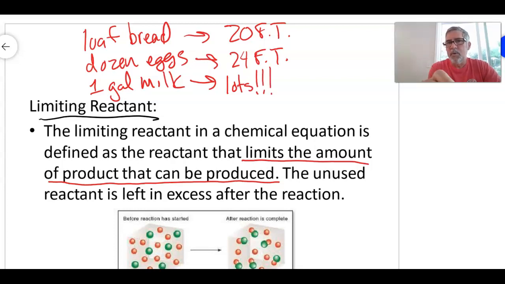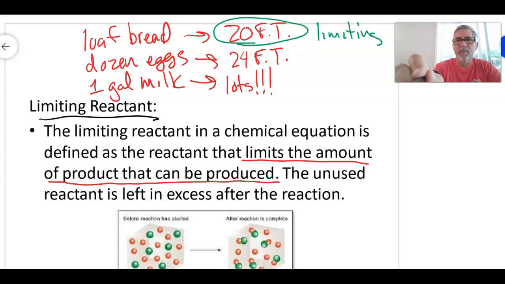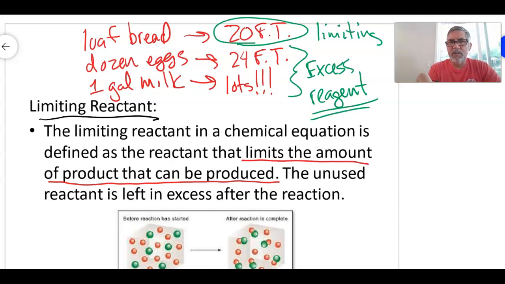All right. So if we have this right here, because it can make the least amount of product, this is a limiting reactant. And all of these are what they call excess reagent. This word reagent is used a lot. A reagent is something you mix into a chemical vessel, so reagents are reactants. If you write it in a chemical equation, you call it a reactant. If you use it in real life, it's called a reagent.